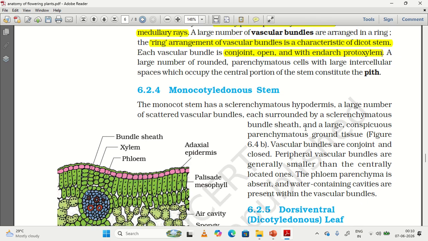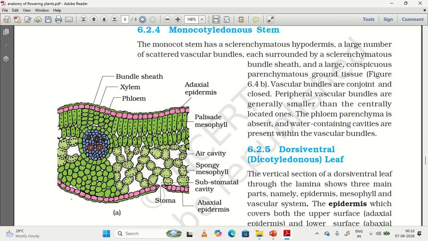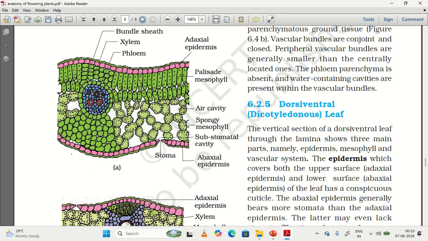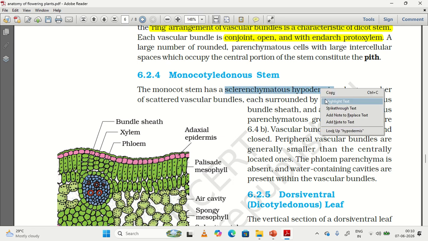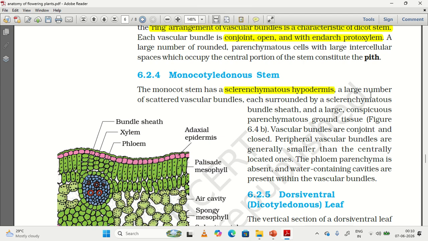Okay, next we have the monocot stem. Coming to the monocot stem, it has a sclerenchymatous hypodermis. So here also the hypodermis is made up of sclerenchyma, and it has a large number of scattered vascular bundles. The vascular bundles are not arranged in the form of a ring, rather they are scattered and each is surrounded by sclerenchymatous bundle sheath.